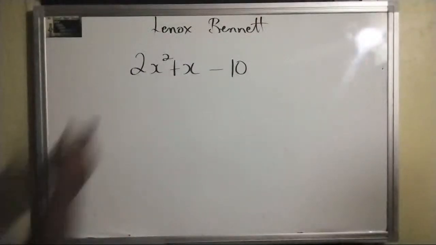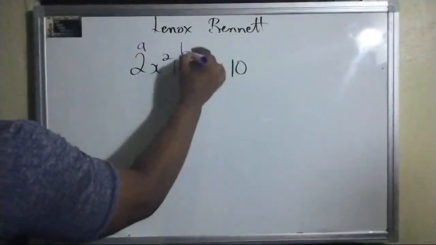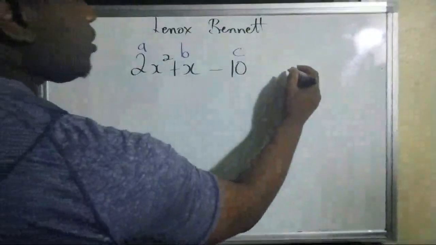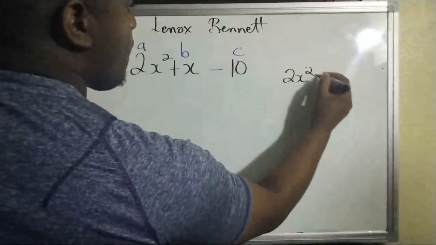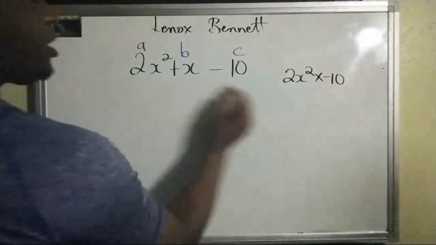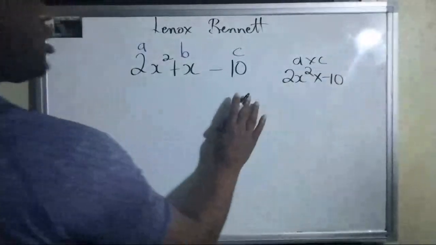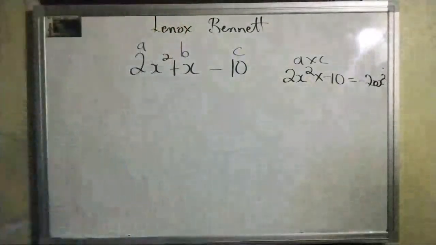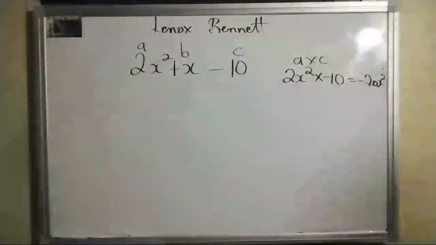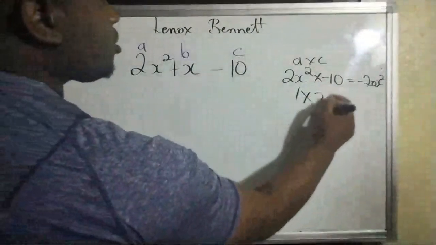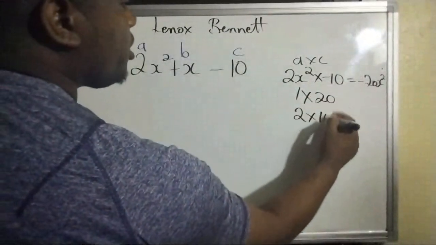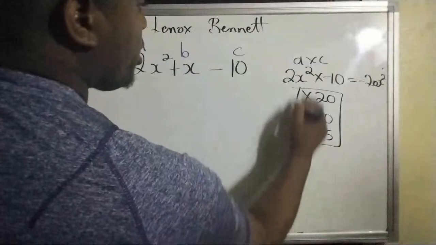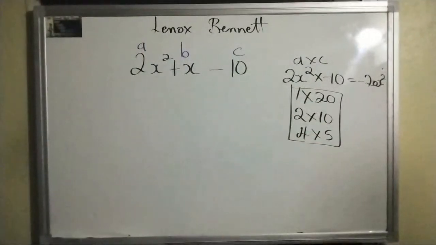So first we label them A, B, C. Remember it's a worksheet. So we have 2x squared plus x minus 10. So we multiply A times C. That's the first thing. And that will give us negative 20x squared. Right? So now we list all the factors of 20. Factors of the number that can go into 20 without a remainder. So 1 times 20, 2 times 10. This is the trick, you know, guys. These are the trick, them factors here. Once you get the factors here and you're good, then you're good for life.